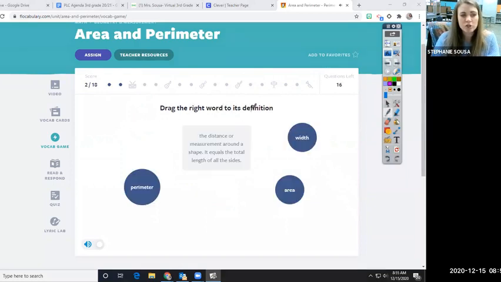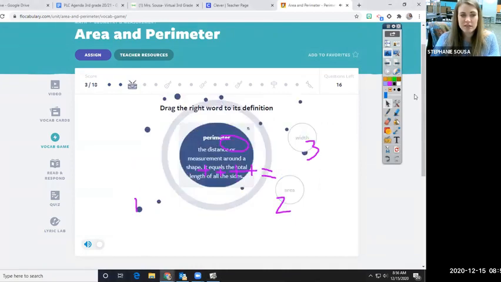Drag the right word to its definition. The distance or measurement around a shape. It equals the total length of all the sides. So when you add them all together, is that the perimeter, the area, or the width? The distance around a shape, like a fence or a wall going around a room. What is that? Fingers up, kiddos. Good, that is the perimeter, the distance around a shape.